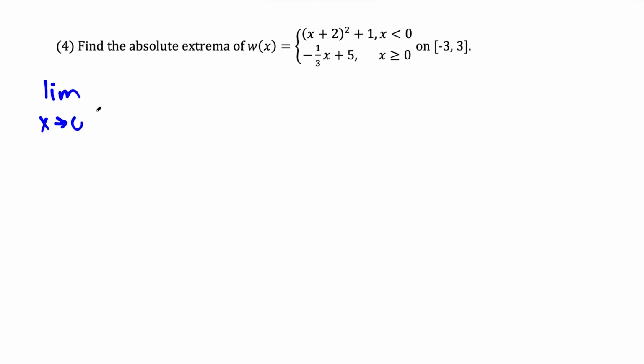First we're going to have to find the limit as x approaches 0 of w of x. And this we could find by looking at the left side and right side limits at 0. To find those, we could just plug in 0 to the top and bottom. Notice that on top, we get 2 squared plus 1, which is 5. And on bottom, -1/3 times 0 plus 5 is also 5. So this tells us that the limit as x approaches 0 of w of x exists, and it's equal to 5. But notice that w of 0 is also equal to 5. So the limit as x approaches 0 of w of x is equal to w of 0, which is equal to 5, which tells us that w of x is continuous at x equals 0.